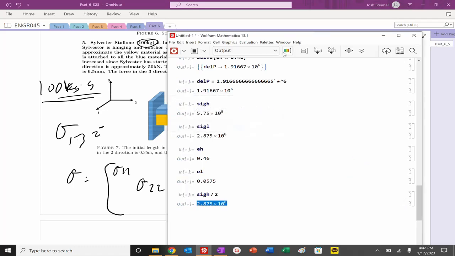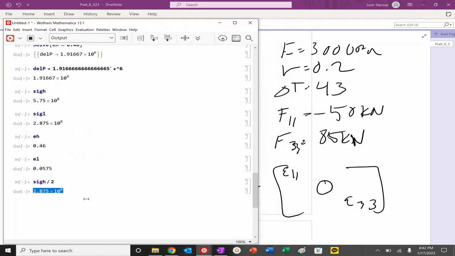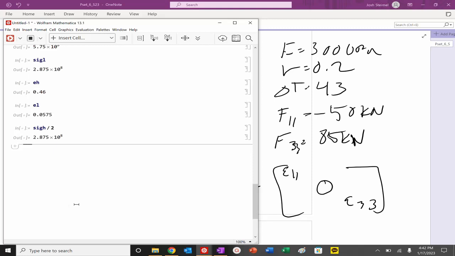So let's go ahead and quit the kernel again. I'm going to start to define some values. I'm going to say that my Young's modulus is equal to 300 times 10 to the 9. I'm going to say that my nu is equal to 0.2. I'm going to say my F11 is equal to minus 50 times 10 to the 3. I'm going to say my F33 is equal to 85 times 10 to the 3.